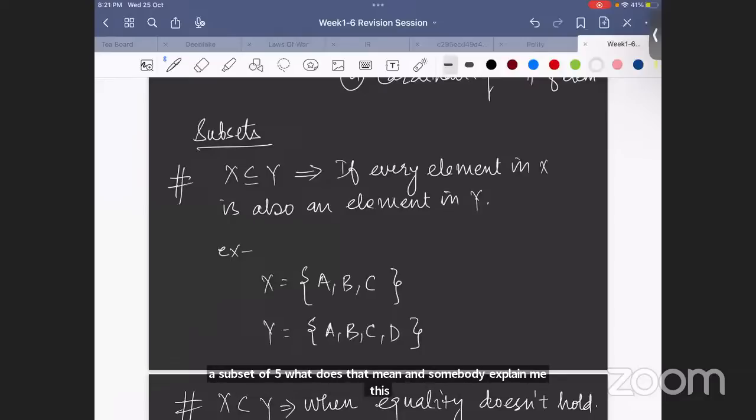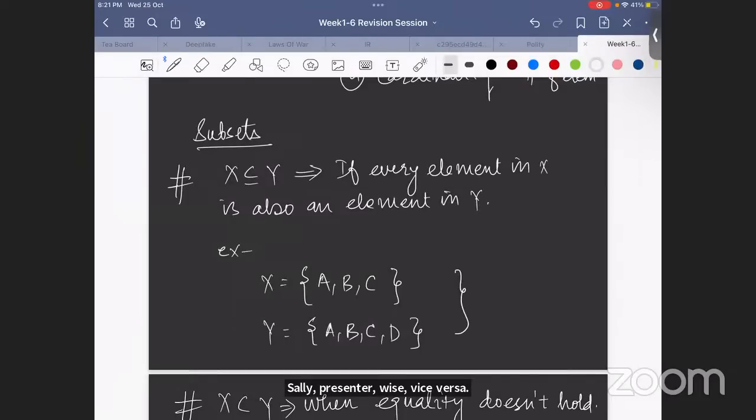X is contained in Y. Every element of X is present in the Y set. So, whatever the example I have given, is A the subset of X, is X the subset of Y or not here?